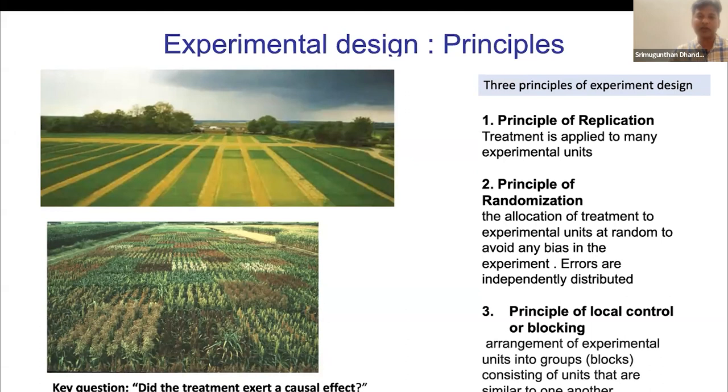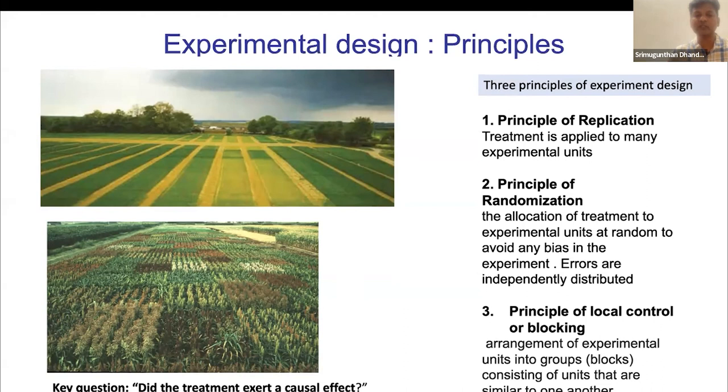And the third principle is the principle of local control, or blocking. Here, suppose you have an external factor that you know is going to influence the outcome. You isolate it in a separate group.